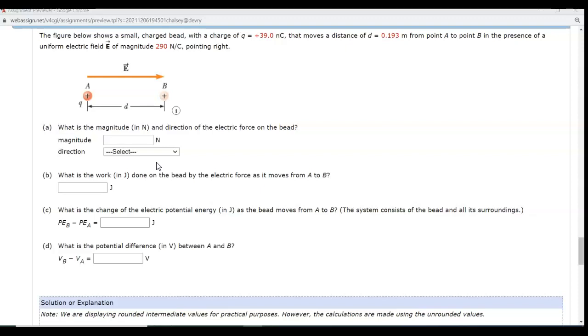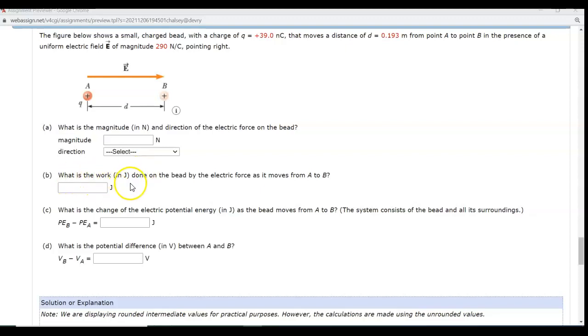And below we see a small charged bead with a charge of 39.0 nanocoulombs that moves a distance of 0.193 meters from point A to point B in the presence of a uniform electric field. Now this is actually fun, moving a ball from one point to another. I have a friend who's working on jet propulsion that involves some similar physics. It's kind of fun, actually.